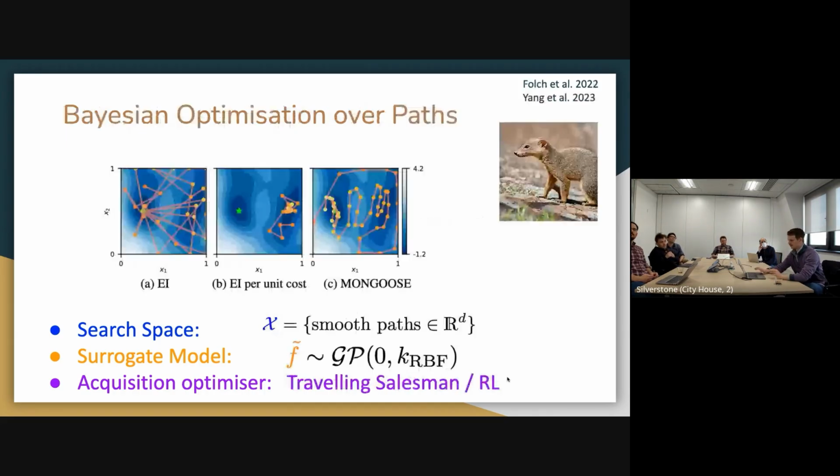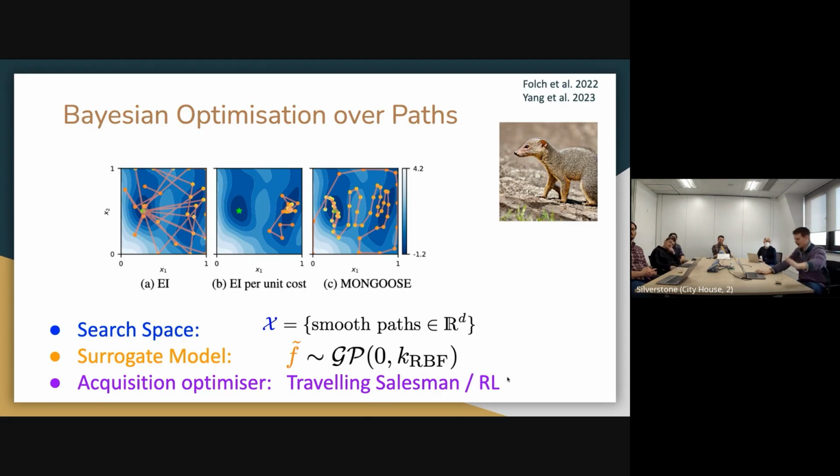I think that's my last example. No, no. One final one. Another thing, SecondMind funded a bit of research here. Here, our search space is strange. Our search space is the set of smooth paths. So we're trying to find an optimal path. So we have to use some strange acquisition optimizers in this setting as well. We're able to use traveling salesman algorithms or some RL methods to do this.